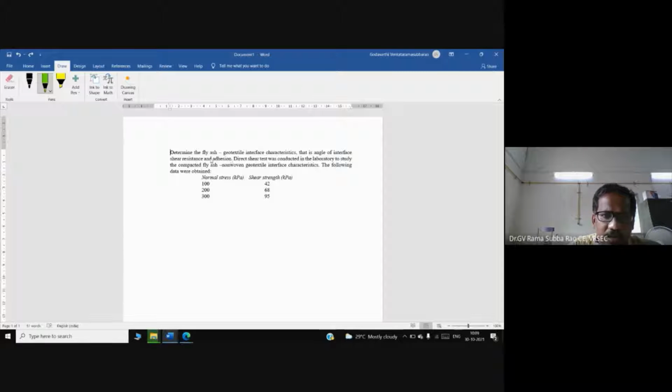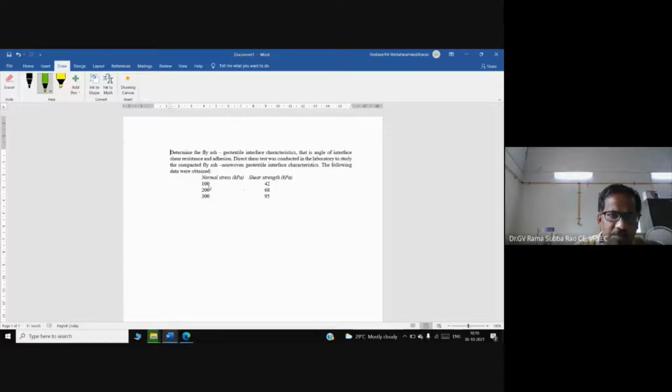Here you see, instead of soil we are using fly ash, and the reinforcing material here is geotextile. Somebody has conducted a direct shear test in order to determine their interface characteristics. We all know what happens in a direct shear test. We induce shear stresses, and normal stress I am trying to call sigma. Once we apply normal stress, the specimen is going to fail at a particular shear stress.